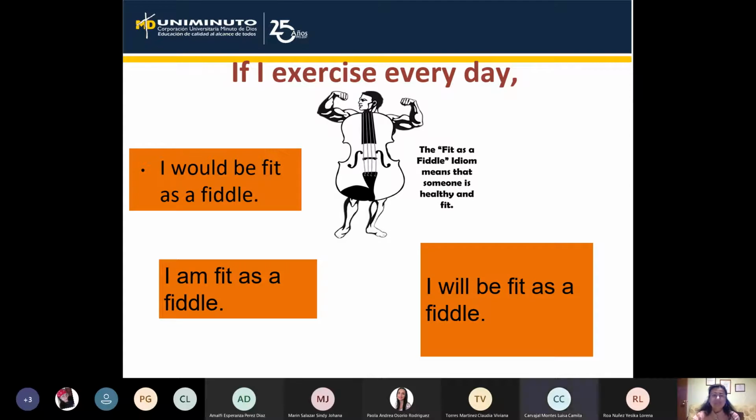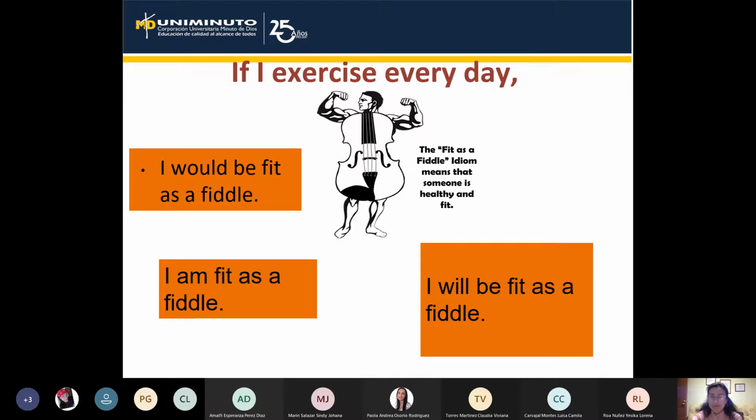Present or past tense. Este verbo exercise is in present or is in past? Is in present. Very good. Exercise. Very good. And remember, you have fit as a fiddle.